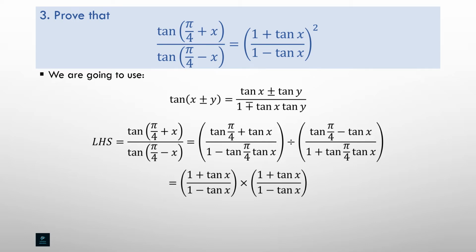Using cross multiplication and using the fact that tan of pi by 4 is equal to 1, we get (1 plus tan x) divided by (1 minus tan x) times (1 plus tan x) divided by (1 minus tan x). This is equal to ((1 plus tan x) divided by (1 minus tan x)) whole square, and which is equal to the RHS of the equation we were required to prove.